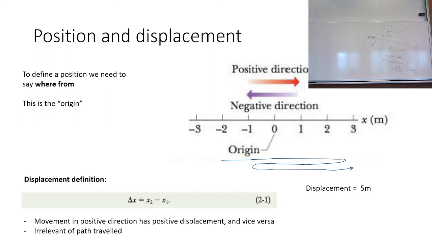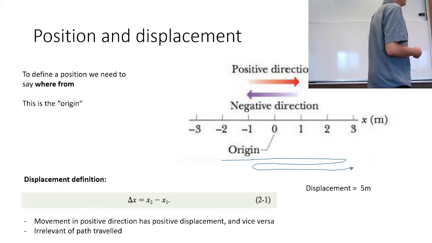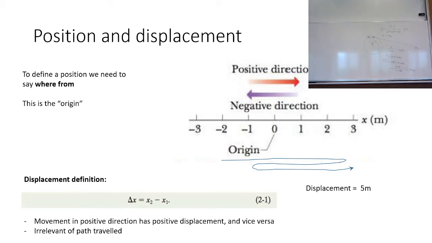So we can define position while using this kind of coordinate system here. Some origin, that's basically the zero position of everything, and some direction is arbitrarily chosen as the positive direction, and the opposite direction is the negative direction. And so we can talk about displacements as changes in the position.